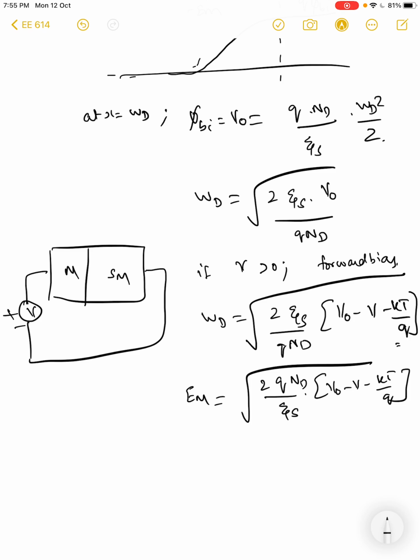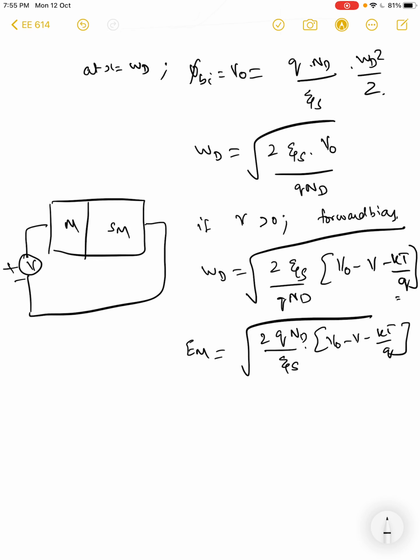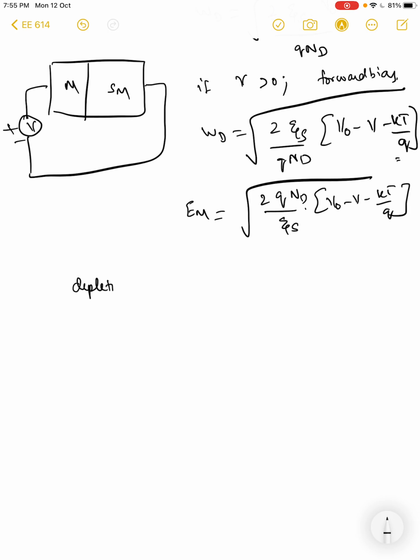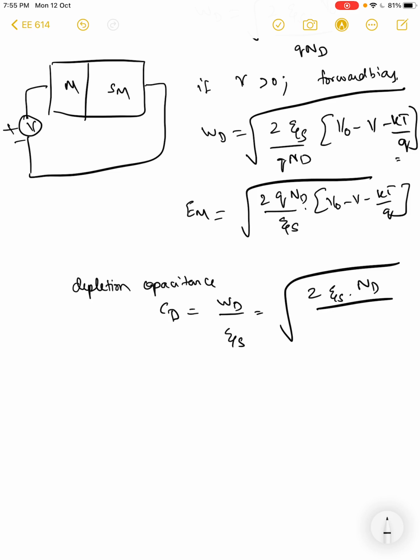And the depletion capacitance CD is epsilon s by the width of the depletion width. This is what we saw before, and this will turn out to be root of epsilon s nd by 2 v naught minus v minus kt by q.